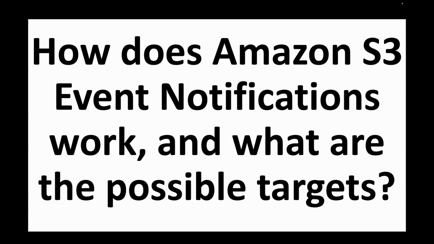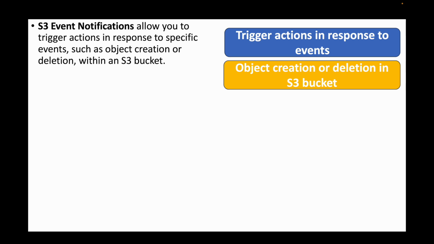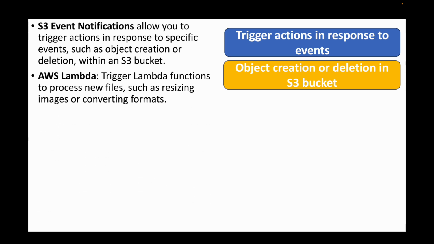The next question we have is, how does Amazon S3 event notifications work and what are the possible targets? So S3 event notifications can be used whenever you want to take some action based on an event. Like when you're creating an object, you're deleting an object, and you want to trigger some actions, you can make use of your S3 event notifications.